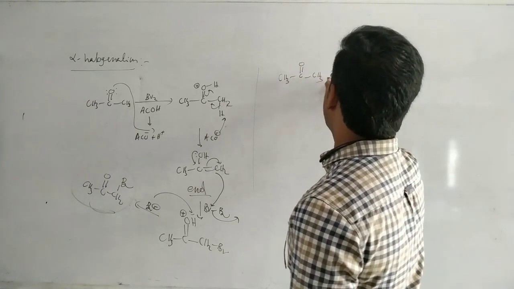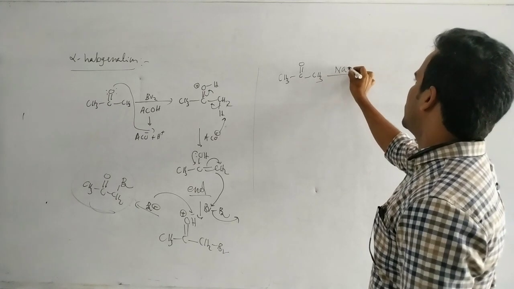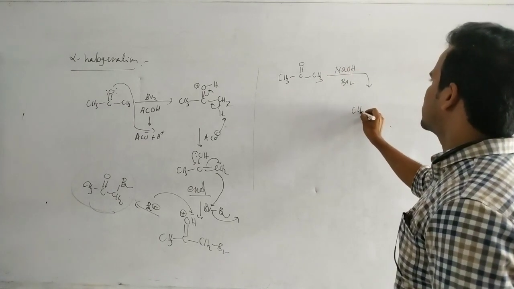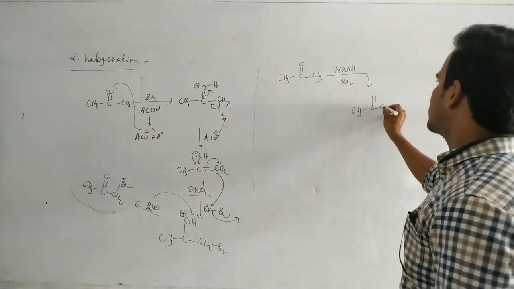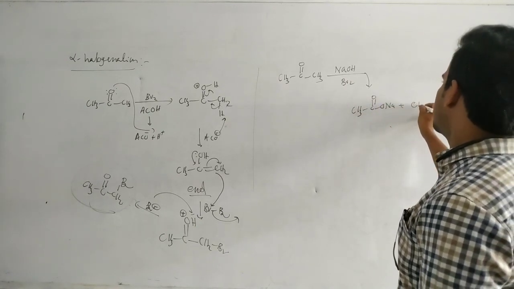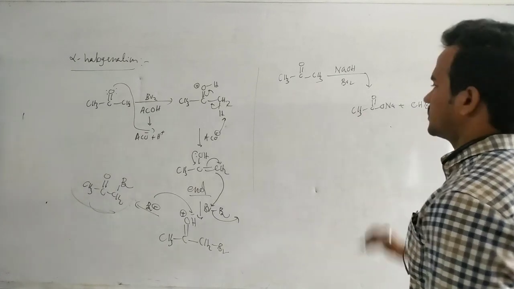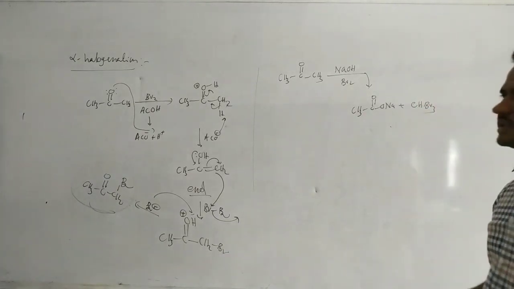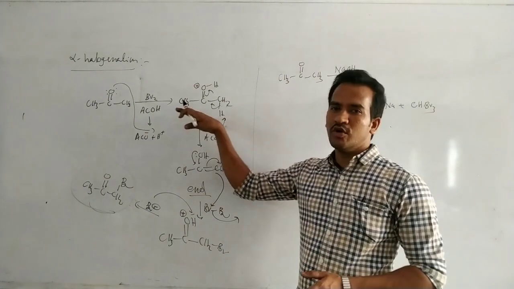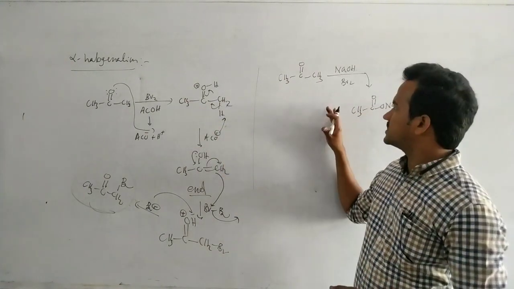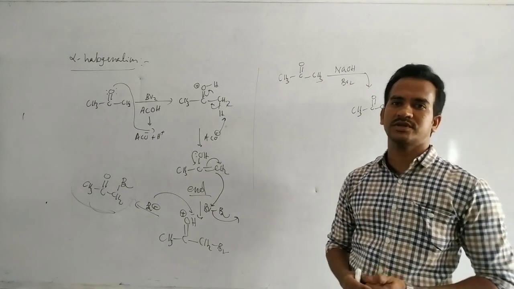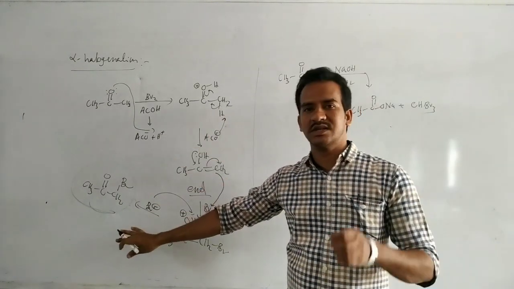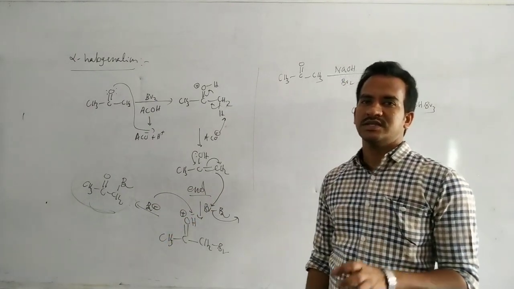CH3 C double bond O CH3, treating with NaOH and Br2. What are the products in this case? Haloform reaction. This is the CH3 C double bond O, ONa, and here CHBr3. The main important point in this reaction: in one case monohalogenation takes place, but in this case trihalogenation takes place. This reaction produces a haloform, while the other reaction produces just an alpha halocarbonyl compound.